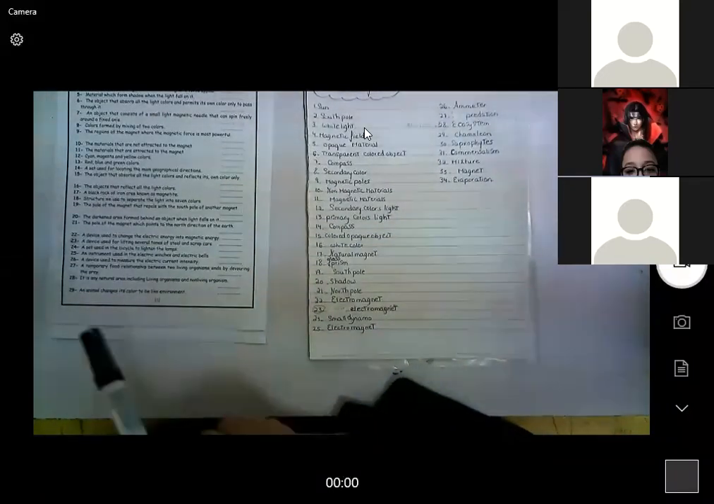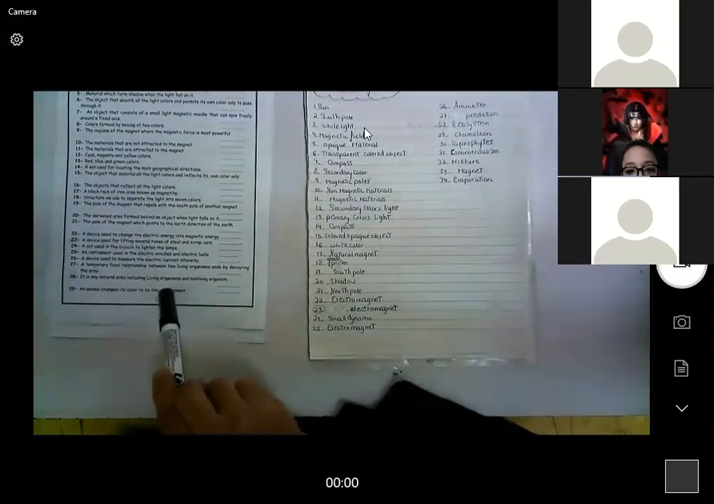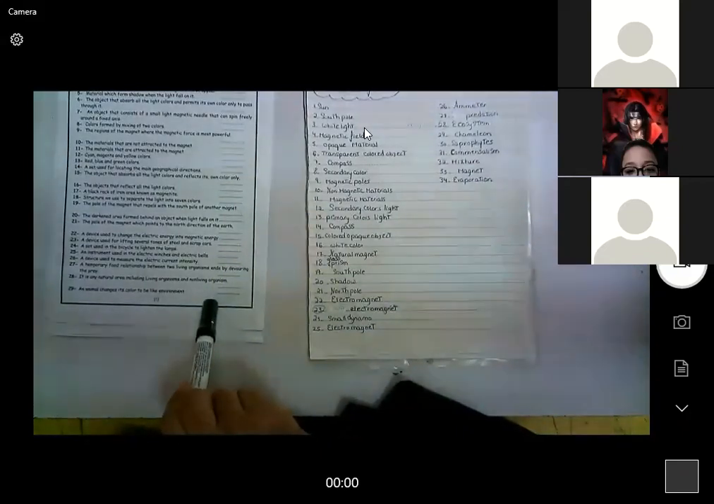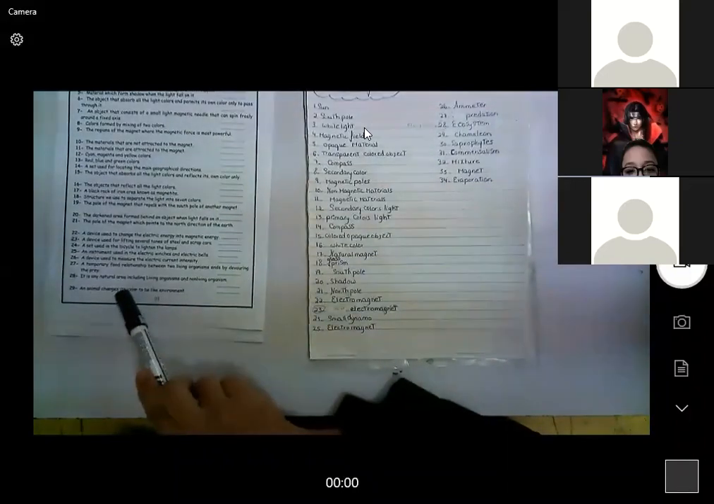Number 28, any natural area, including living organisms and non-living things. When I see the words natural area, I'm going to write ecosystem. Natural area, ecosystem.